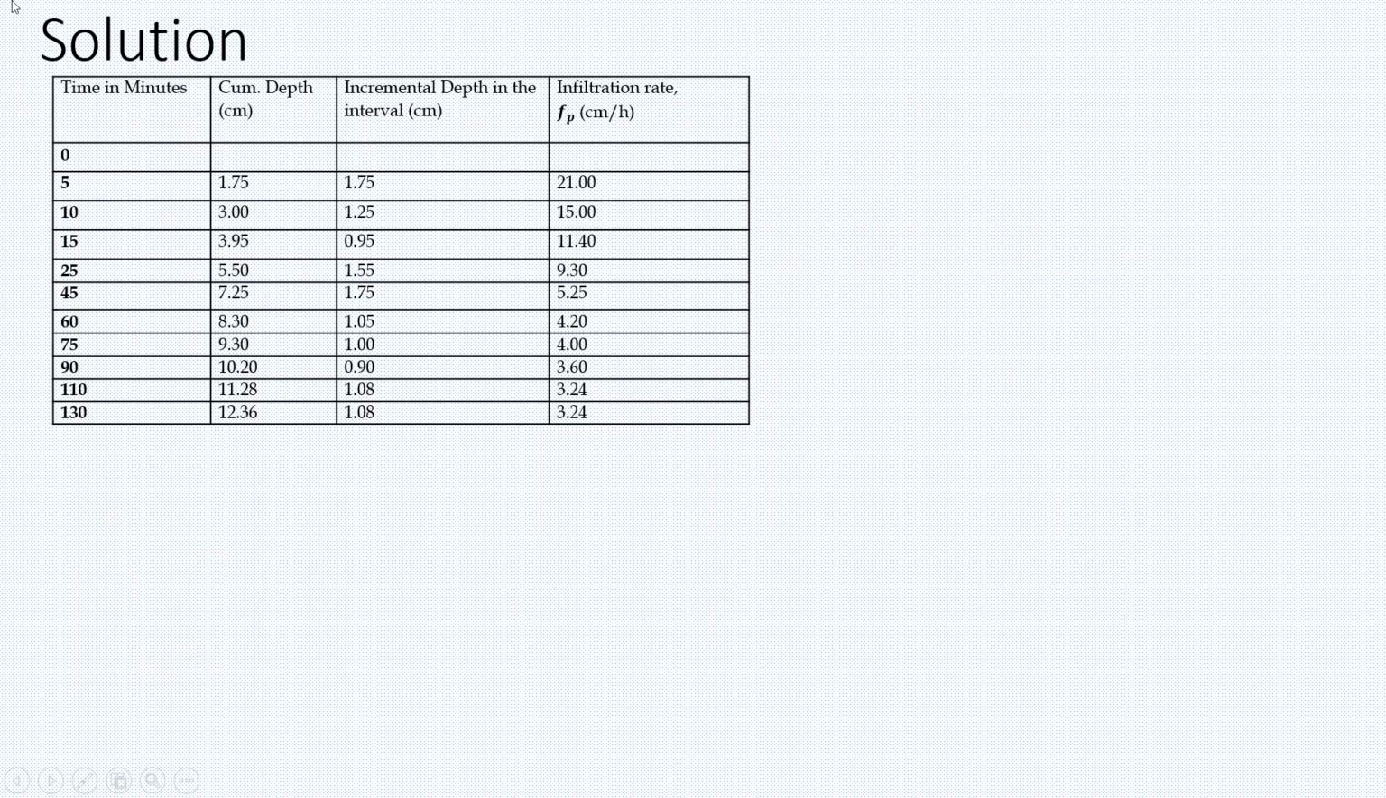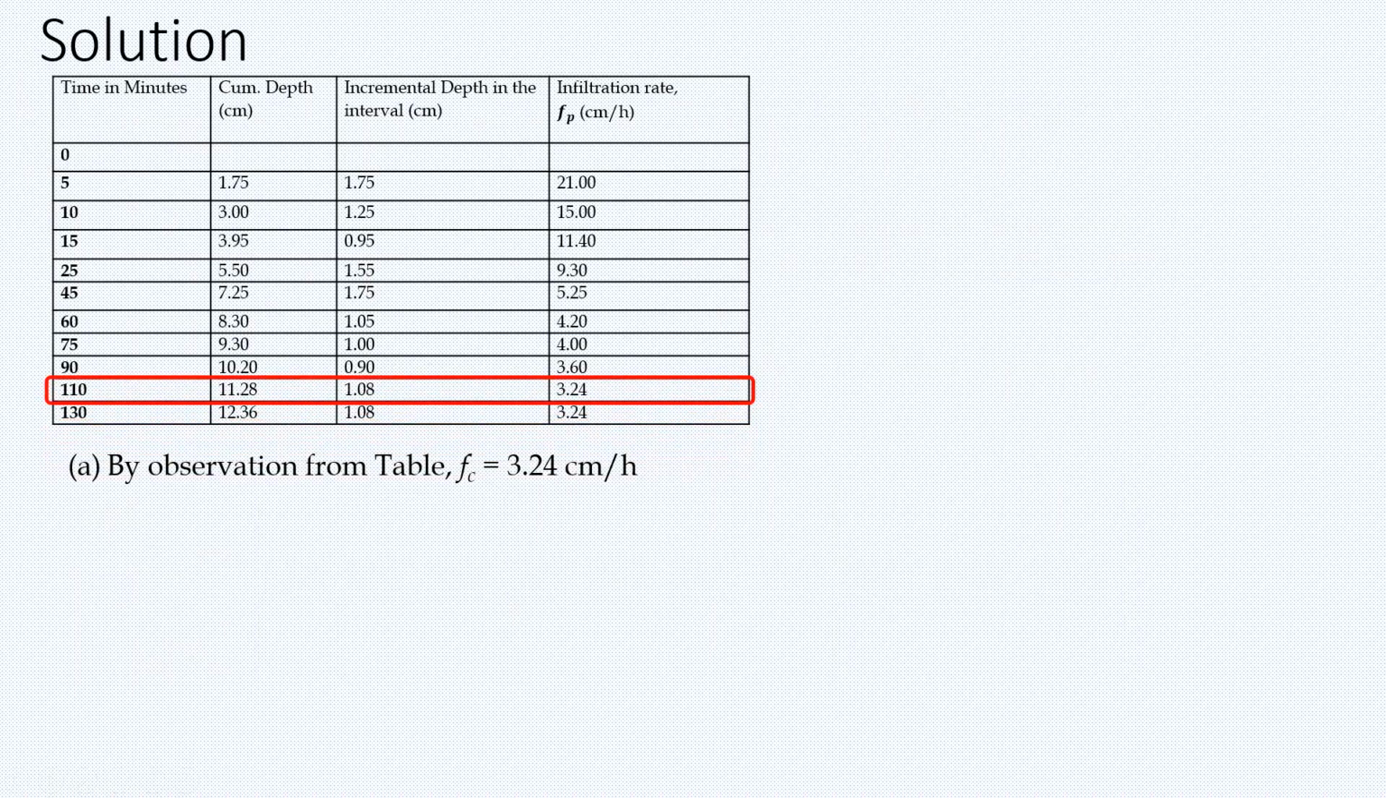So what you do is to get the incremental depth of infiltration, divide by the time, so you get the infiltration rate, so you can do the rest of the calculations, right? Now you can see infiltration goes down continuously, comes to a constant value, and you can consider this to be the FC, or the constant rate infiltration.